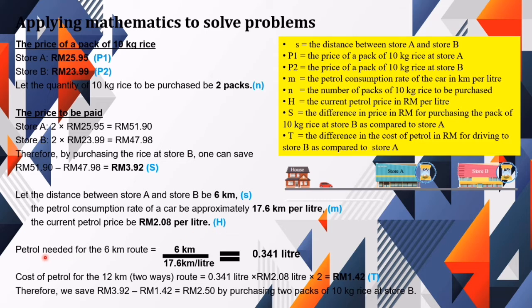The petrol needed for the 6 km route is equal to 0.341 liter. The cost of petrol for the 12 km two-way route is equal to 3.42 ringgit, which is the T. Therefore, we save 2.15 ringgit by purchasing 2 packs of 10 kg rice at store B.